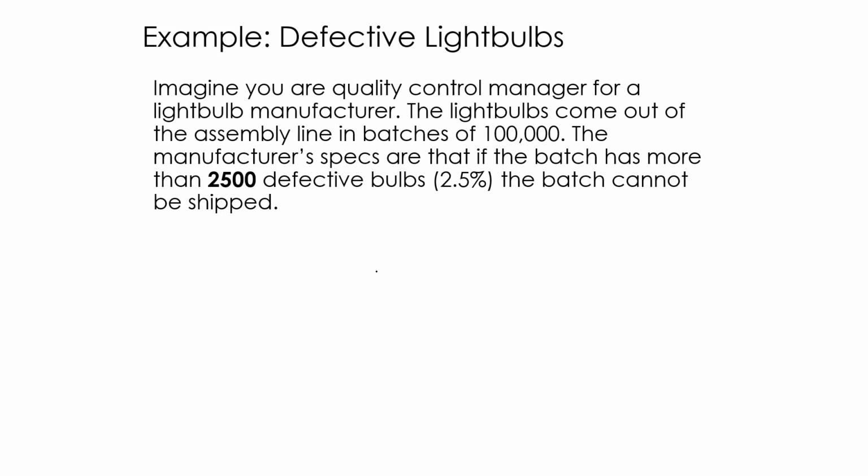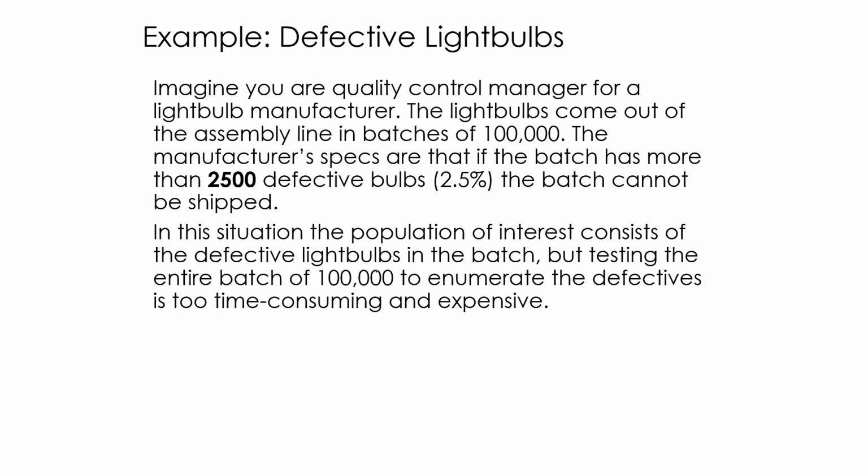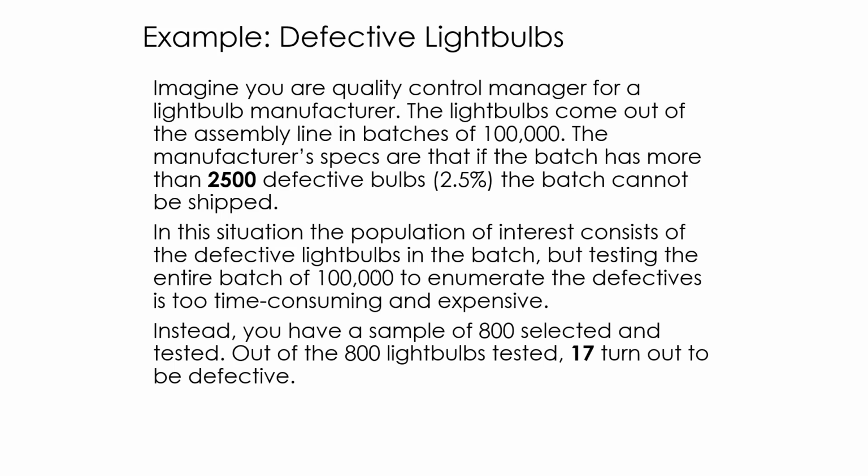You can see here that a lot of the time your ratios are from a population of 100,000. Solving for n gives an estimate, i.e. a statistic. In this situation, the population of interest consists of the defective light bulbs in the batch, well under the allowed quota. Testing the entire batch of 100,000 to enumerate the defectives is too expensive. Instead, you have a sample of 800 selected and tested. This is our best guess as to what the population is. Out of the 800 light bulbs tested, 17 turn out to be defective.